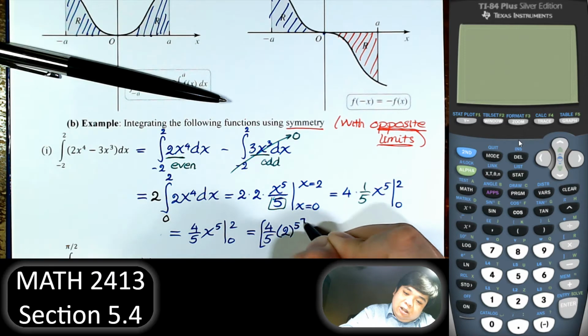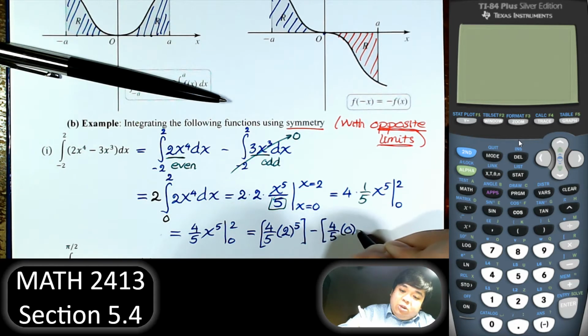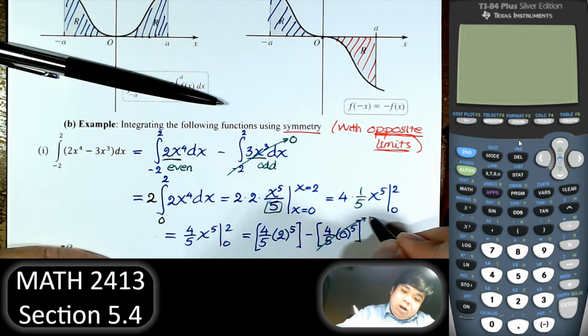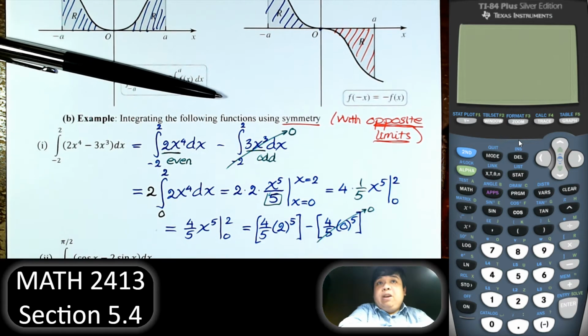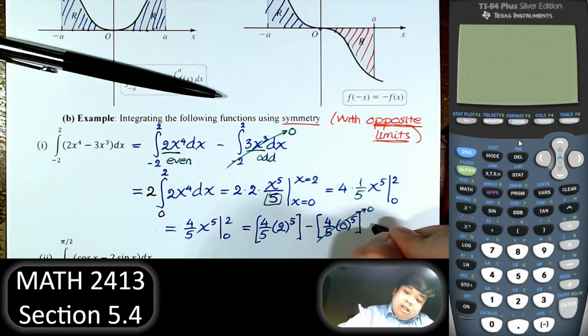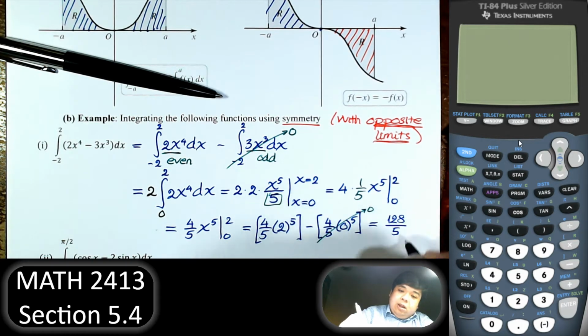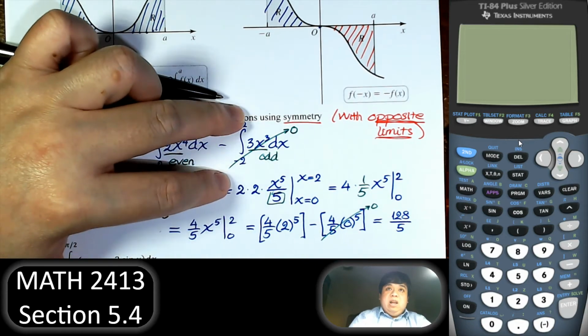Upper limit, and then the lower limit is 0. Usually it is easy to evaluate when x equals 0. So in that case, this one goes to 0, and we just need to do this: 2 to the 5th, which is 32, times 4, 128 over 5. We know that this is an odd function with symmetric limits, so that goes to 0.